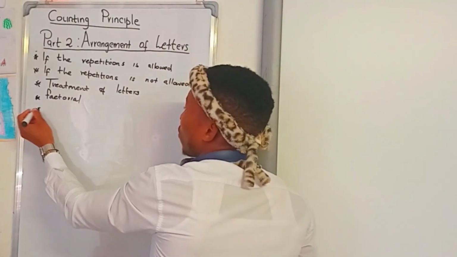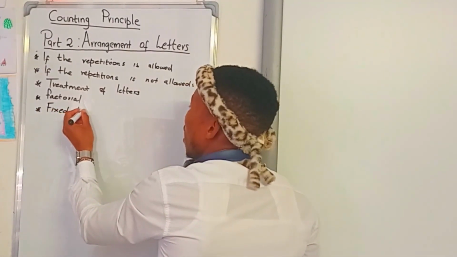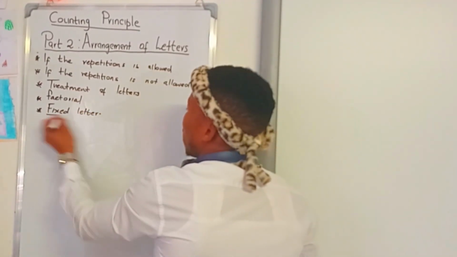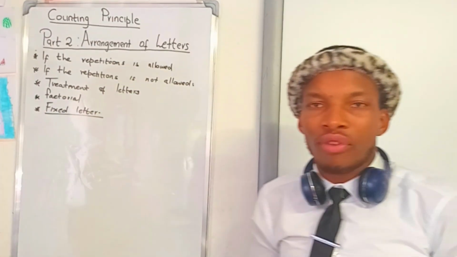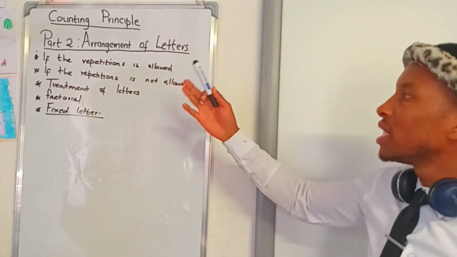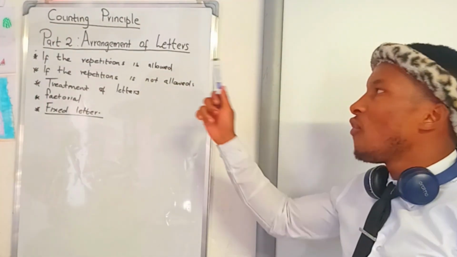As well, we are just going to look at the fixed letter. If the letter is fixed, then how many arrangements are going to be created? All right? Therefore, these are the 5 points that are very important when you look at the arrangement of letters.